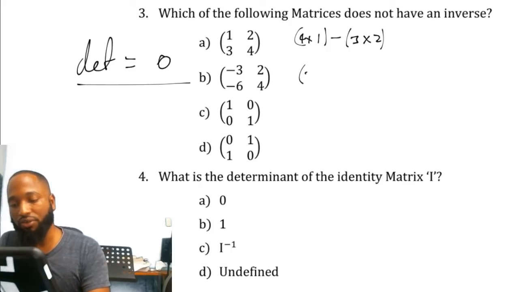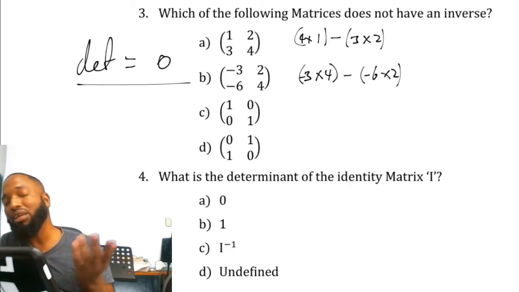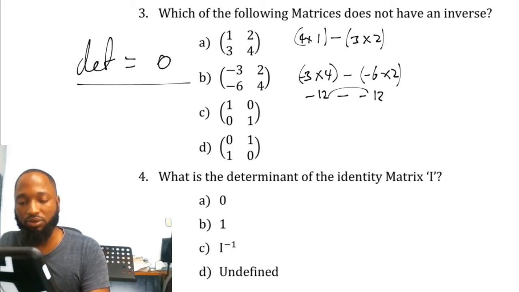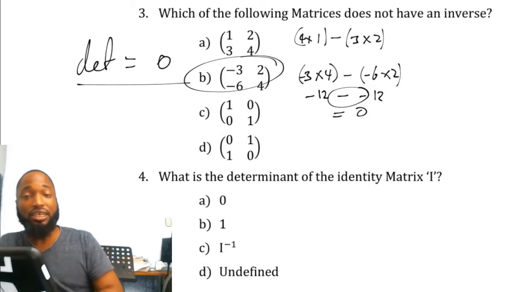This one is actually negative 3 times 4, take away negative 6 times 2. So this is negative 12, take away negative 12, which turns to plus, so you end up with 0. So this is the one that is singular.